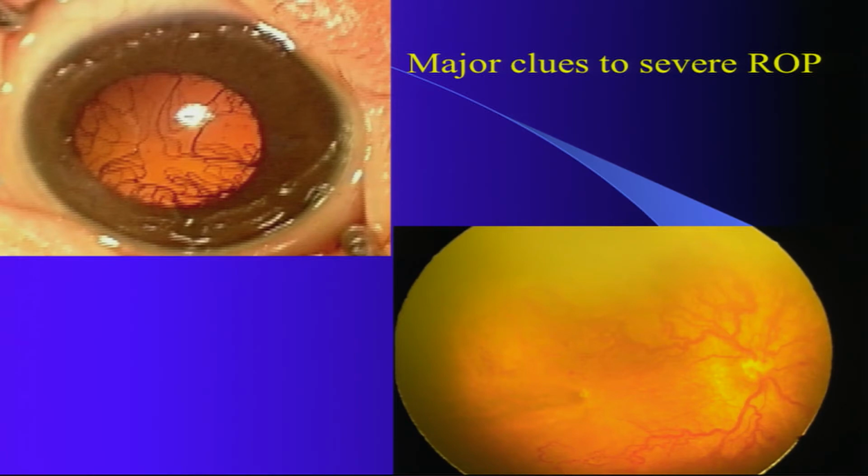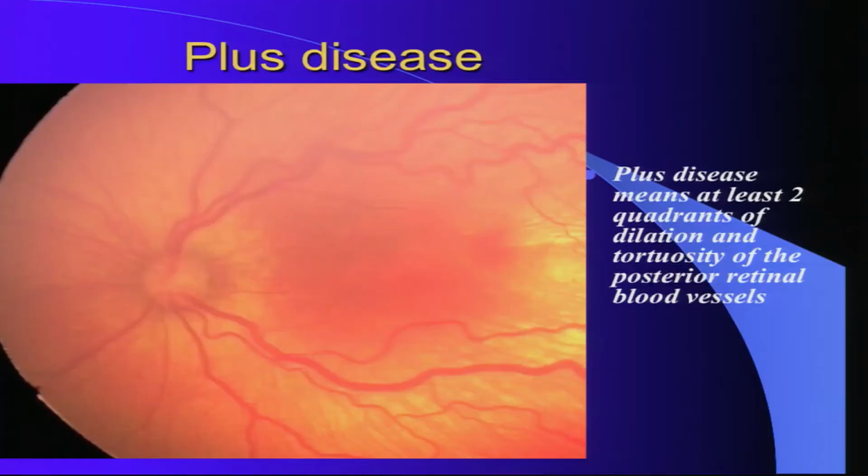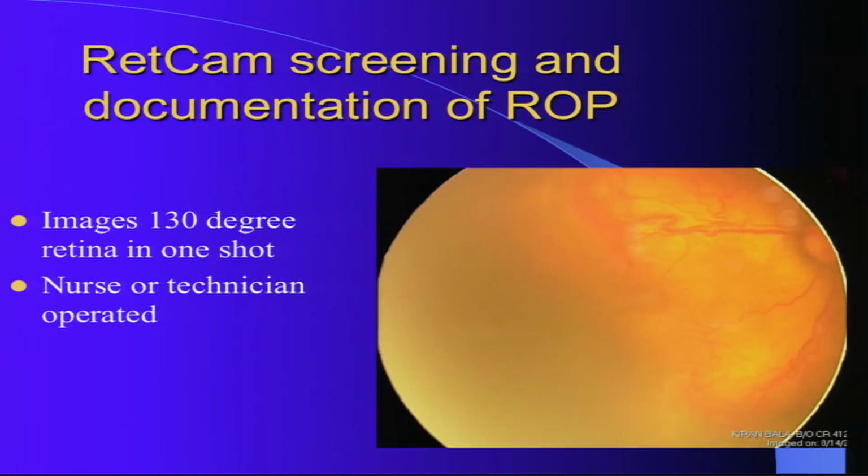This is what you have, these dilated vessels, tunica vasculosa lentis, along with the rubeosis. And behind what is seen here, you may have very severe dilatation and tortuosity, that's plus disease. Plus disease is very important for us to understand. If you have 2 quadrants of dilatation and tortuosity, which correspond to this standard photograph, that is plus disease. And plus disease is the marker today for treatment of all cases. That is what is important.